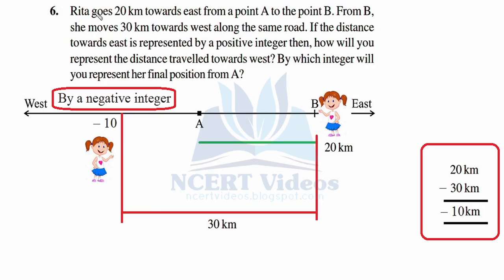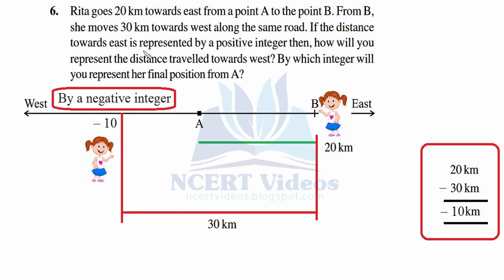Question 6. Rita goes 20 km towards east from a point A. So this is your east direction as depicted in the picture. Now she's at point B. From B she moves 30 km towards west. Now this is west and she moves from point B towards west 30 km.